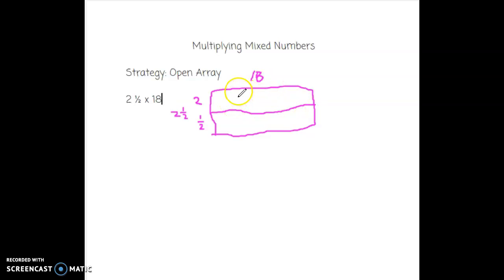In this top part of the rectangle, you are going to do 2 times 18, which is 36. And then you are going to do 1/2 times 18, or 1/2 of 18, which is 9. To get your answer, you're going to add 36 plus 9, and you are going to get 45. So the answer to 2 1/2 times 18 is 45.